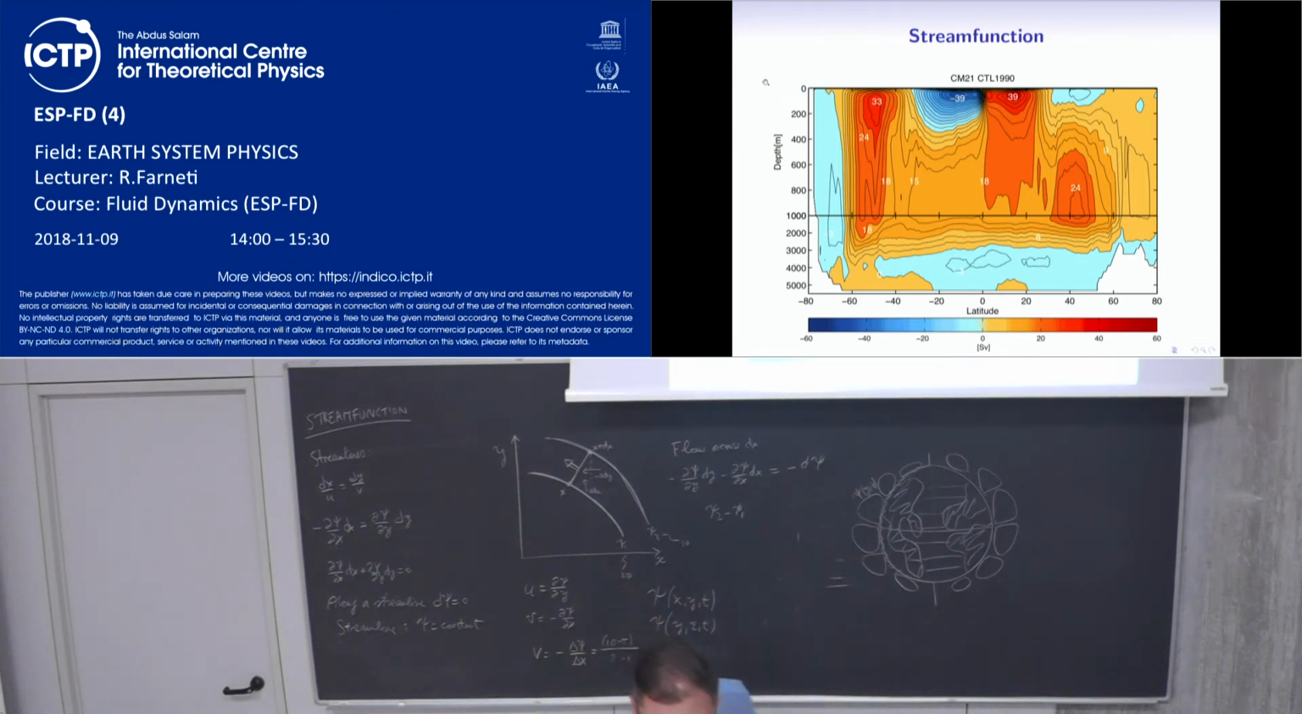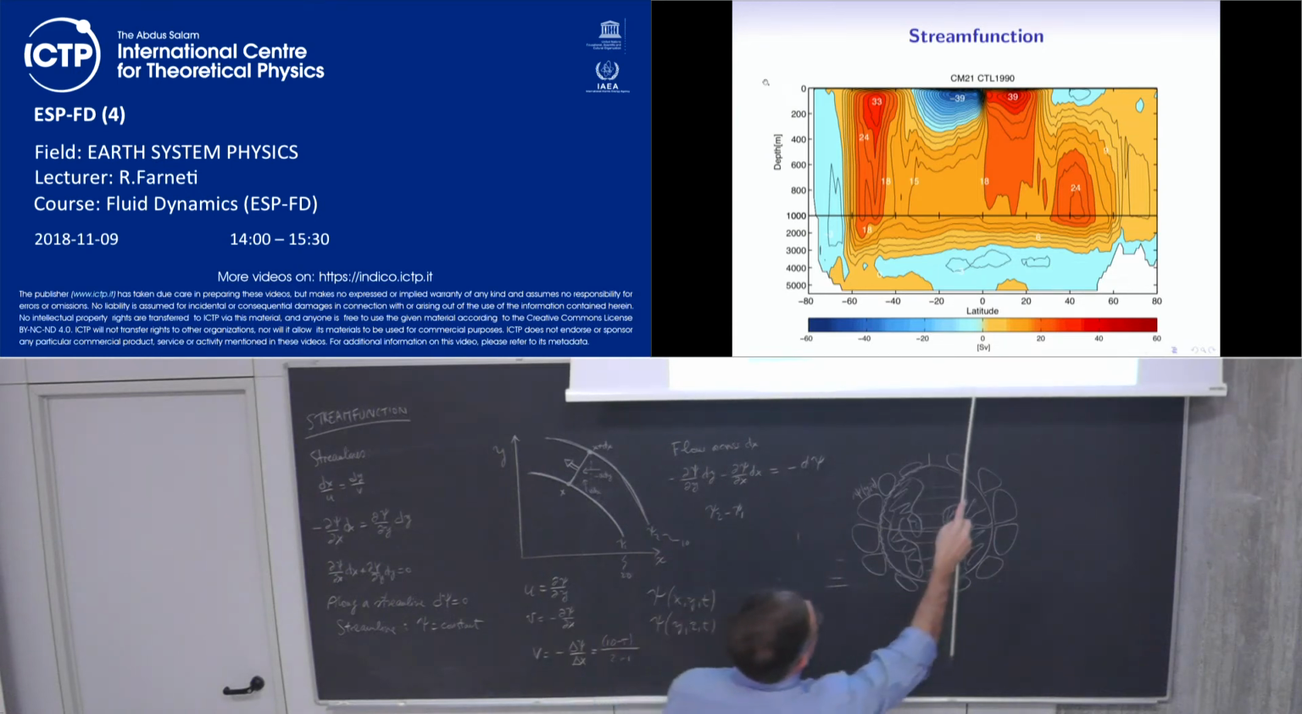If you integrate zonally in the Pacific, which is roughly 3 times as wide as the Atlantic, the value of the stream function is going to be much larger, because the total volume flux integrated zonally is going to be much larger in the Pacific than in the Atlantic. It's just a geometrical factor. But the structure of the cell is very similar.